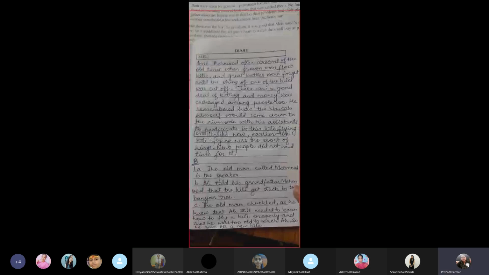I quickly repeat, Mahmud often dreamt of the old times when grown people flew kites and great battles were fought until the string of one of the kites was cut off. There was a good deal of betting and money was exchanged among people too. He remembered how the Nawab himself would come down to the riverside with his assistants to participate in this kite flying. Unlike now, earlier the kite flying was the sport of kings. Now people did not have time for it.